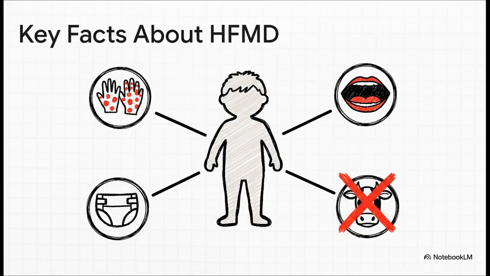The name is actually super literal. It shows up on the hands, the feet, and in the mouth. Sometimes you'll even see it on their bottom or in the genital area. And listen, here's a really important thing to remember. This has absolutely nothing to do with the foot and mouth disease that affects farm animals. They're totally different things, not related at all.